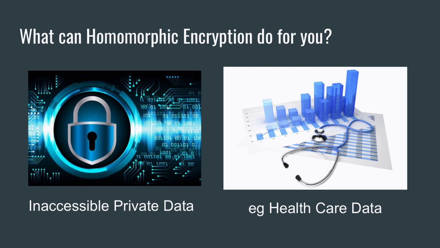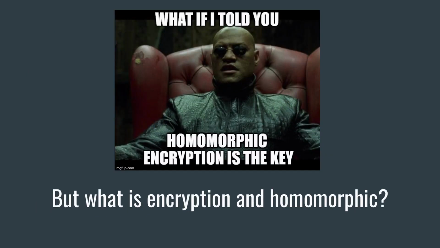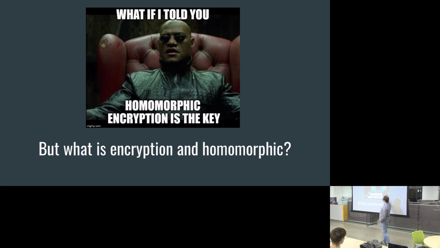Things like healthcare data, finance data, they're all locked away and kept in private stores. But homomorphic encryption really is the key to getting access to that and doing machine learning on it without actually getting access to it. So you get possession of it without access. So, like Morpheus said, homomorphic encryption will be the key.